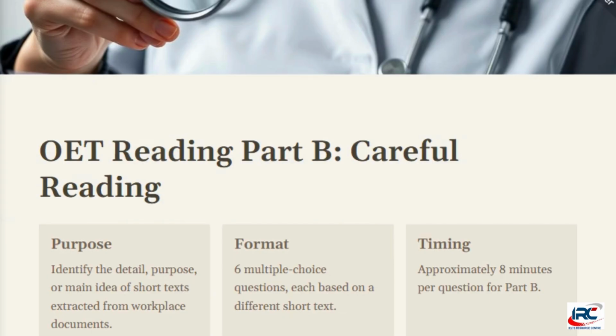When it comes to OET, to excel in Part B, treat each text as if it's a piece of a larger puzzle. Now ask yourself, what is the writer trying to achieve? Who is the intended audience? These are things you need to ask yourself when it comes to this part of the exam. What details stand out as most important?